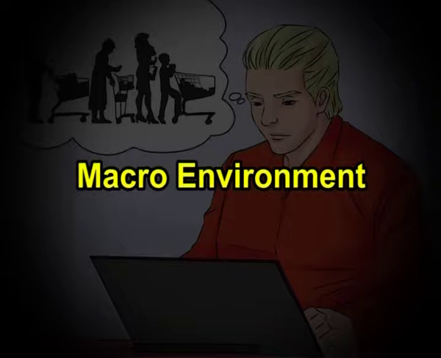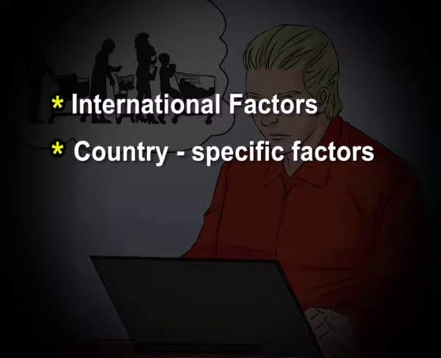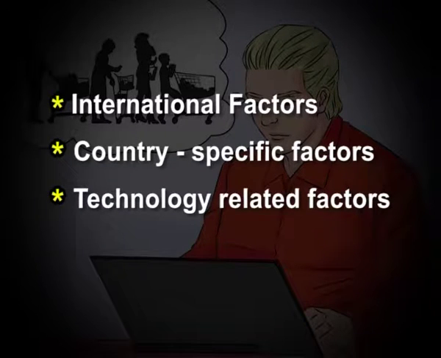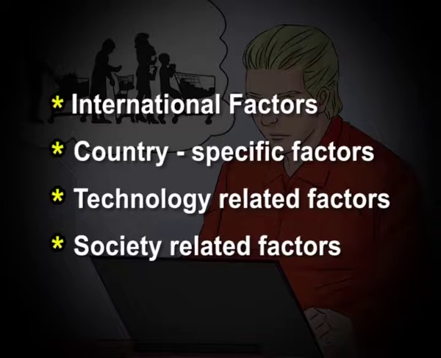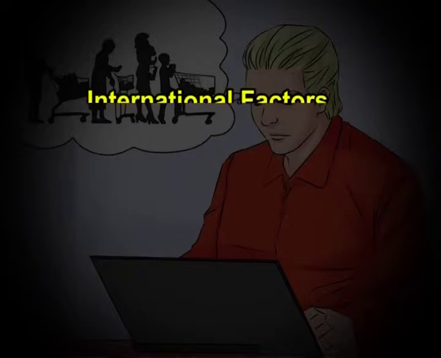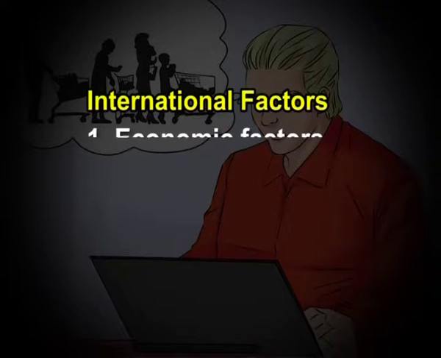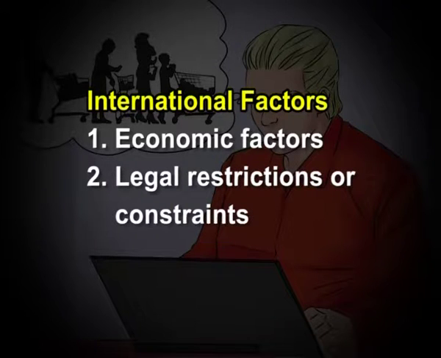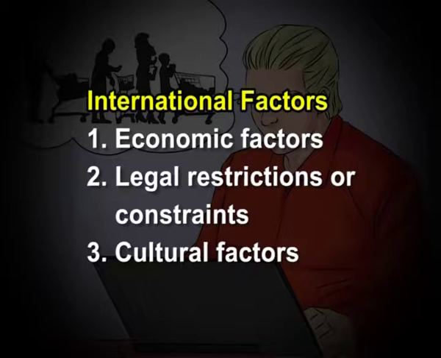What about the macro environment? The macro environment of e-commerce consists of the following: international factors, country specific factors, technology related factors, society related factors. So, these are the 4 components which are a part of the macro environment of e-commerce. Now, what do we mean by international factors? The international factors in turn consist of 3 aspects. Number 1, the economic factors. Number 2, the legal restrictions or constraints. And number 3, the cultural factors.